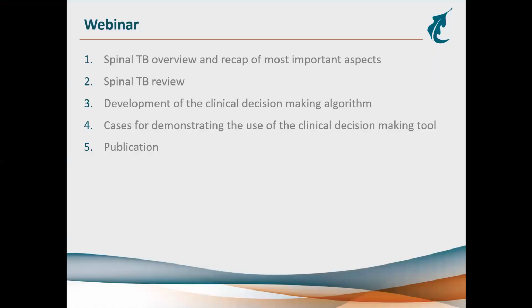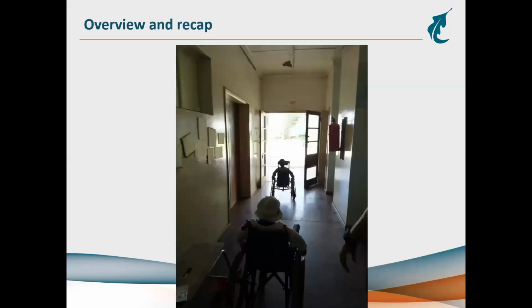So we'll take you through the course, or just a brief overview, basically, of what spinal TB is, the recap of the most important aspects, and then Dr. van Niekerk will talk about the spinal TB review that we did, the development of the clinical decision-making algorithm, which we developed to assist anybody working in primary healthcare to pick up spinal TB early on. And then we'll have two quick cases to demonstrate the use of the tool, and we'll talk about the publication that we put out last year.